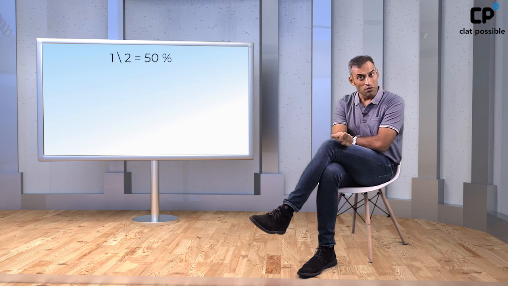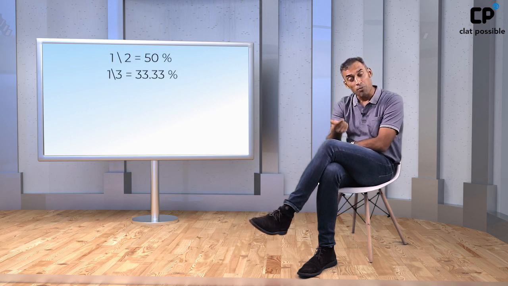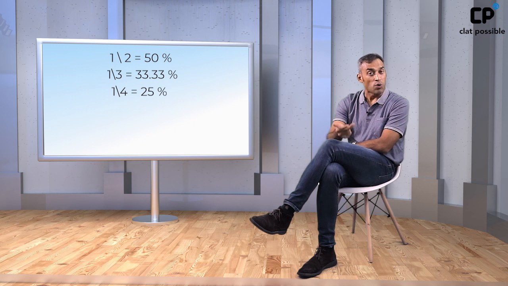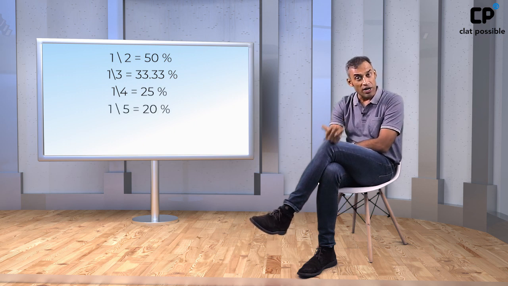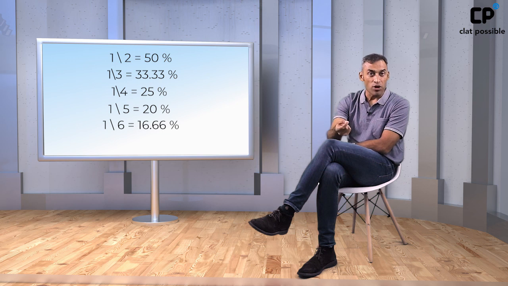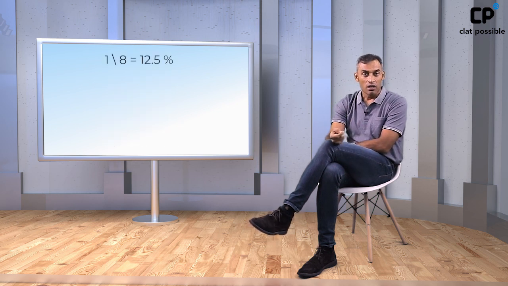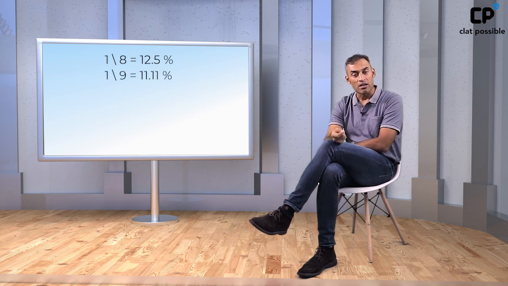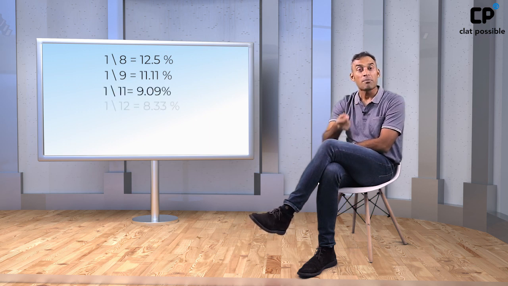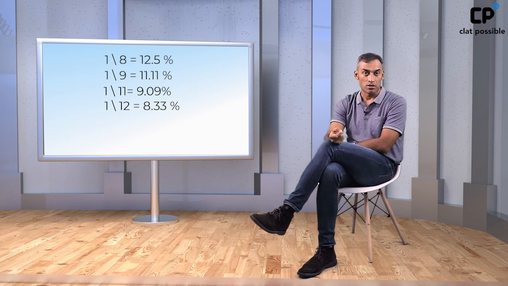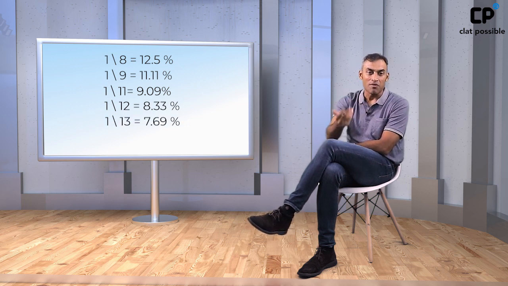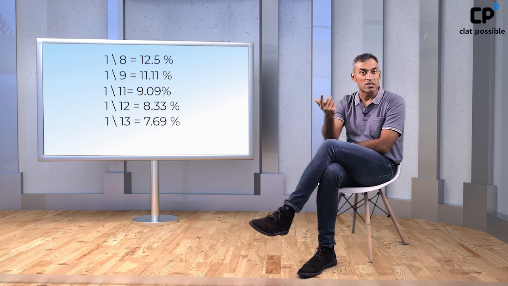So 1/2 is 50%, 1/3 is 33.33%, 1/4 is 25%, 1/5 is 20%, 1/6 is 16.66%, 1/7 is 14.28%, 1/8 is 12.5%, 1/9 is 11.11%, 1 by 10 is 10%. 1 by 11 is 9.09%. 1 by 12 is 8.33%. 1 by 13 is actually 7.69, but just remember 7.7. It's easy to remember, right?